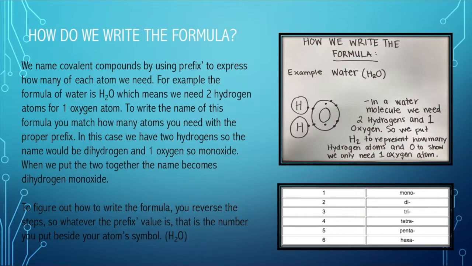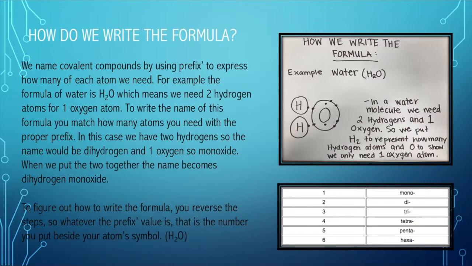We name covalent compounds by using prefixes to express how many of each atom we need to form a certain molecule. In the example, we have water, which is H2O. In order to make the molecule, we need 2 hydrogens, so we look at the chart below to find which prefix expresses 2, which is di. Now the name becomes dihydrogen. Since we only need 1 oxygen to form the molecule, we look at which prefix expresses 1, which becomes mono. So that becomes monoxide. When we put the two together, it becomes dihydrogen monoxide.